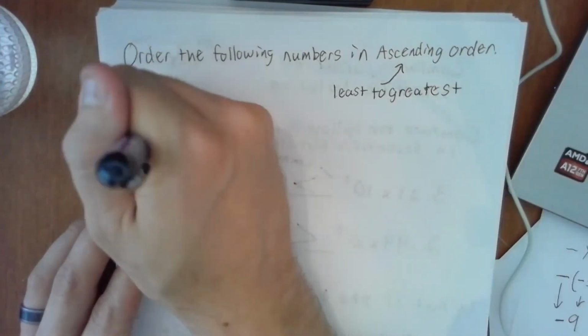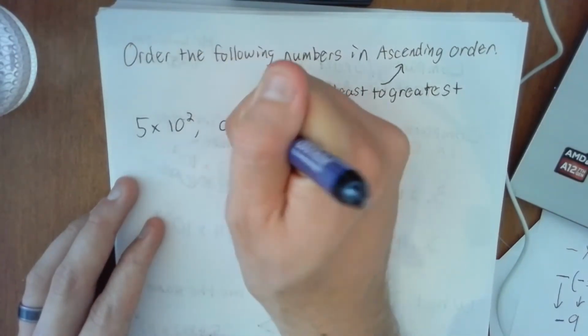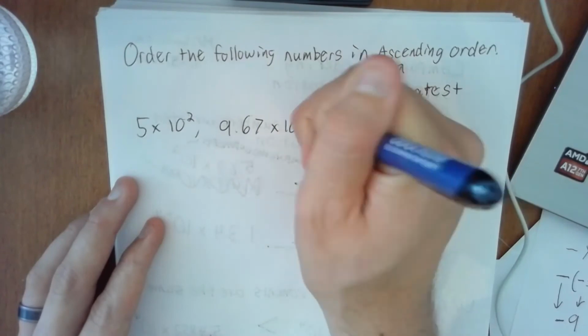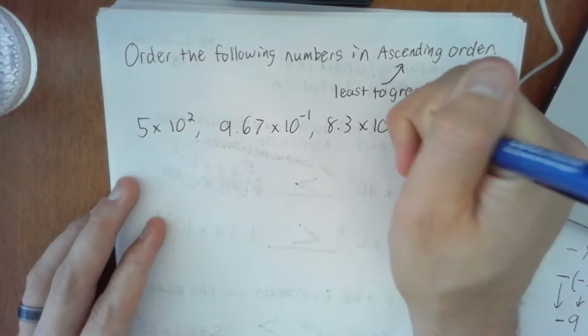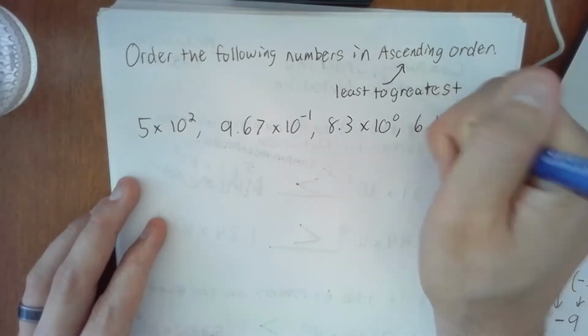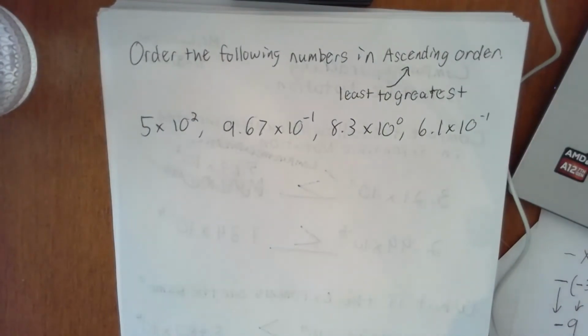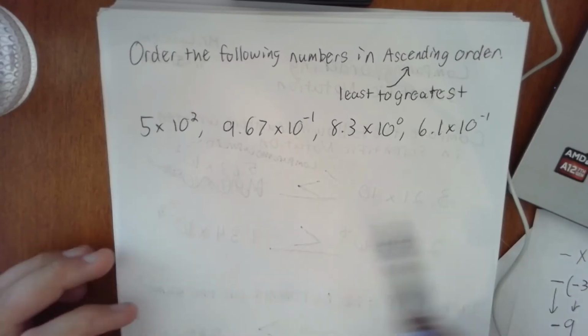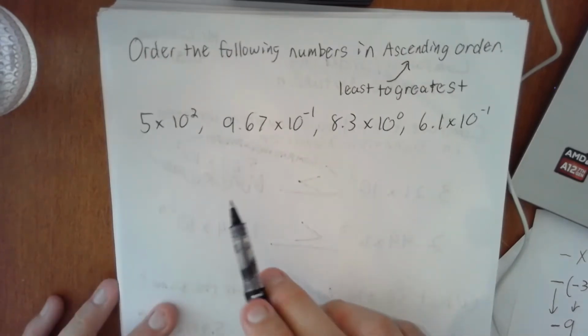And let's say we have 5 times 10 squared, 9.67 times 10 to the negative 1, 8.3 times 10 to the 0, and 6.1 times 10 to the negative 1. Okay, so when we're ordering them, we're doing very similar to what we did on the back side when we just compared them. Now we just got to compare a lot of them. So start at your exponents. Your exponents are what's important for scientific notation.